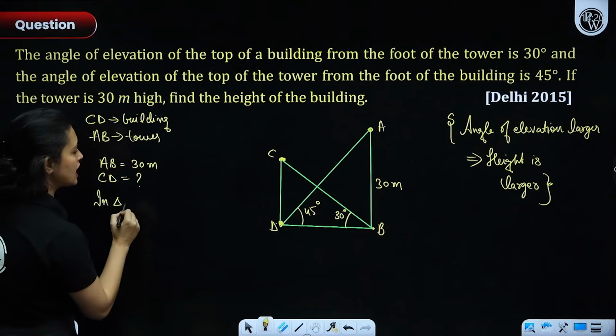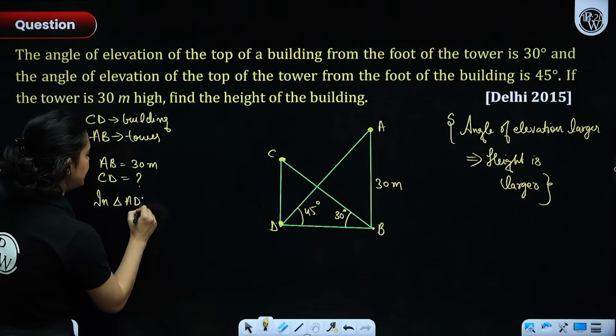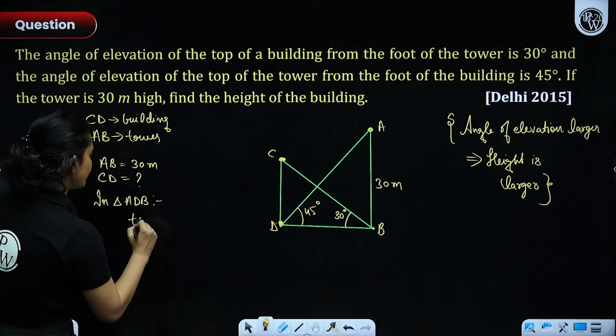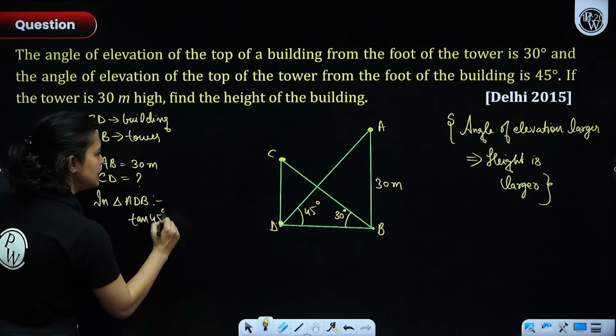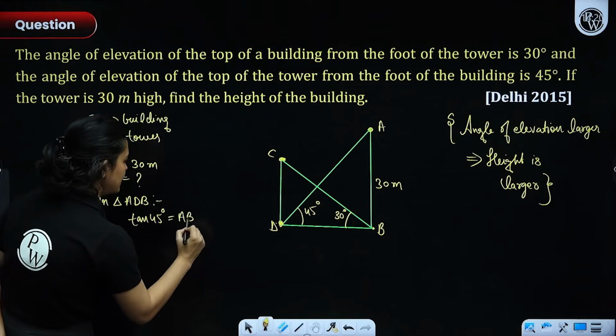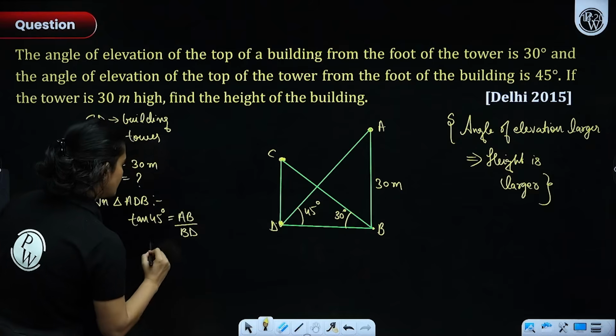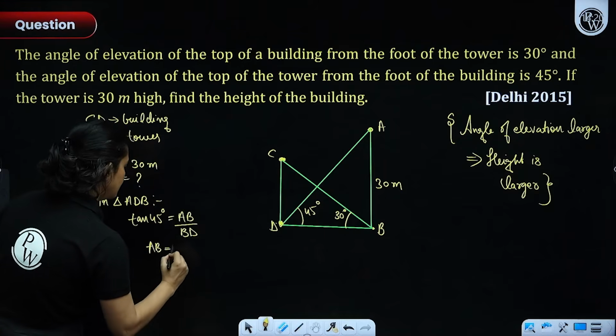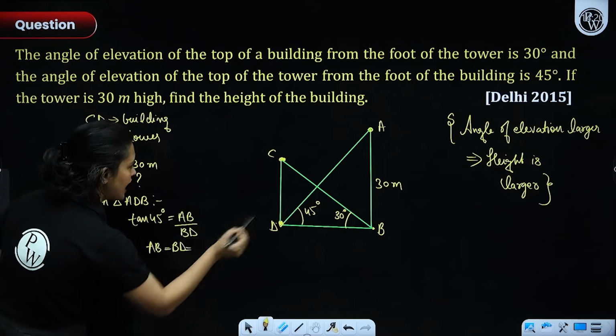So in triangle ADB, tan 45 degrees is equal to AB by BD, right? So from here you can say that AB and BD are equal, and they are equal to what?